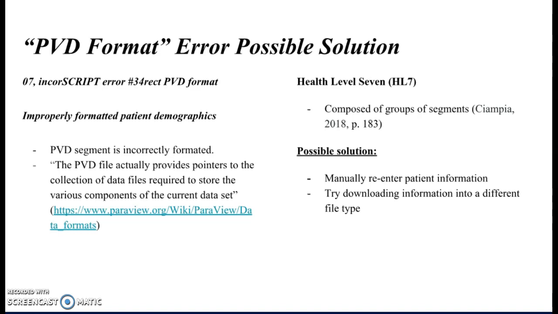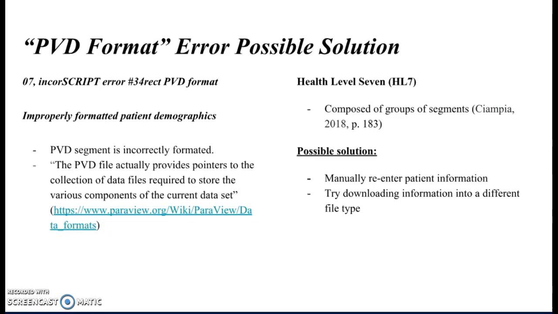The evidence that suggests that this could be the case is that the PVD file actually provides pointers to the collection of data files required to store the various components of the current data set. This is also supported in regards to Health Level 7, HL7 data sets, since the data is composed of groups known as segments. If there is something wrong with one of the segments, then the system cannot utilize the data and make a correct action.